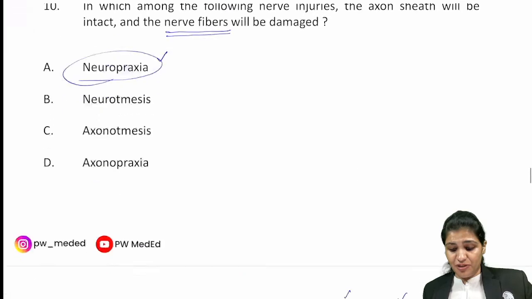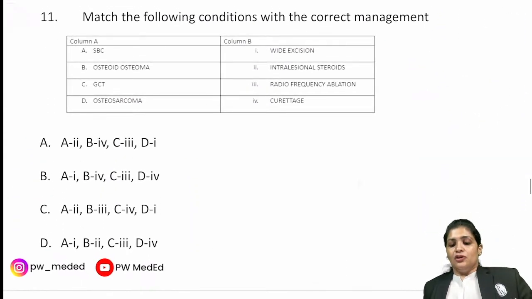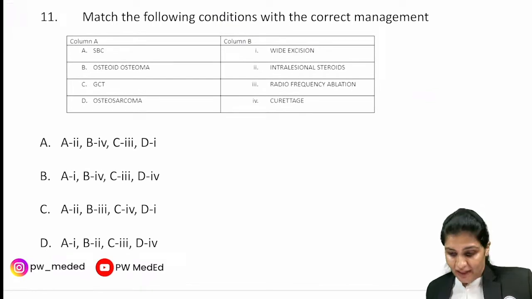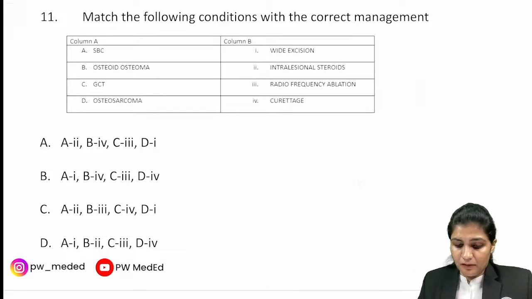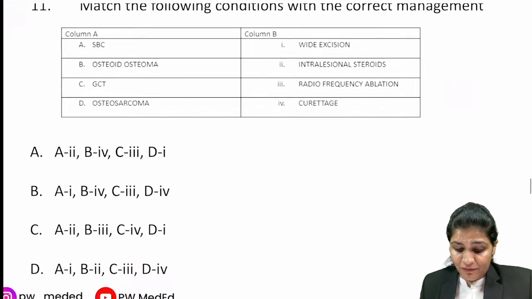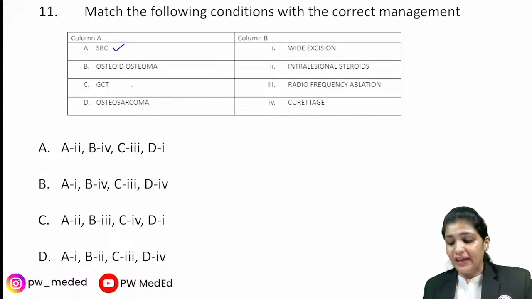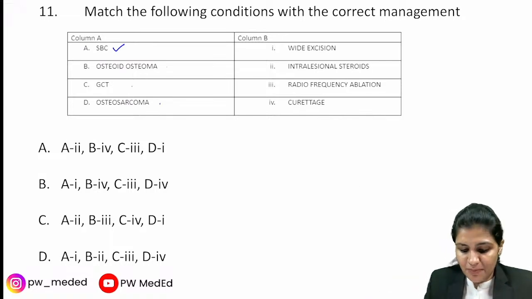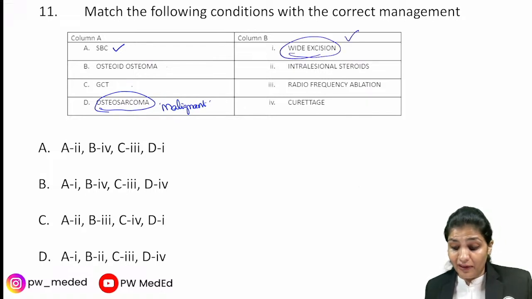So that is the 10th question we have completed, and now the 11th one. Match the following conditions with the correct management. This is again about tumorous conditions. The tumors given are SBC, that is simple bone cyst, osteoid osteoma, GCT and osteosarcoma. If you don't know anything about this question, just remember that osteosarcoma is malignant, so it should be treated aggressively. In all these, the aggressive one is wide excision. So look for D and 1.